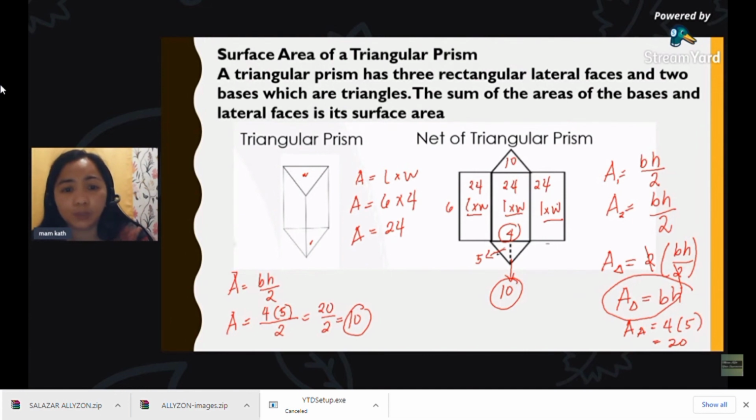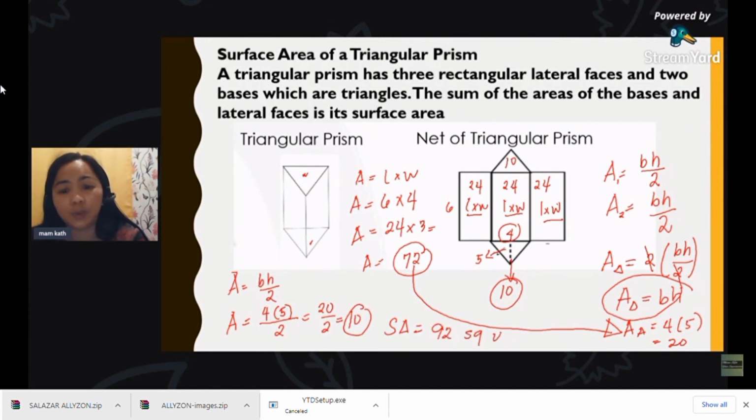So, we have here 24 times 3. I-multiply natin sa 3. That is equal to 72. So, itong area nitong tatlong rectangle here is 72 plus yung area ng dalawang triangle is 20. Therefore, the surface area of this triangular prism is 92. Dahil wala akong ginawang unit, square units. So that is the surface area of this triangular prism.